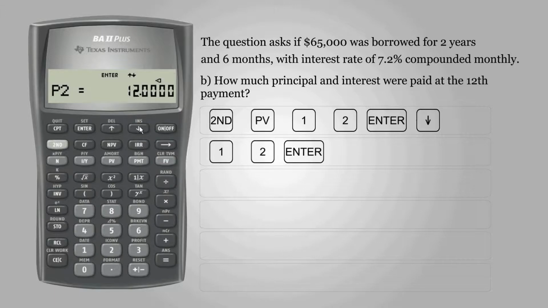Press the downward arrow. The unpaid balance is represented by BAL. Press the downward arrow again. The principal paid is represented by PRN. Press the downward arrow again. The interest paid is represented by INT.